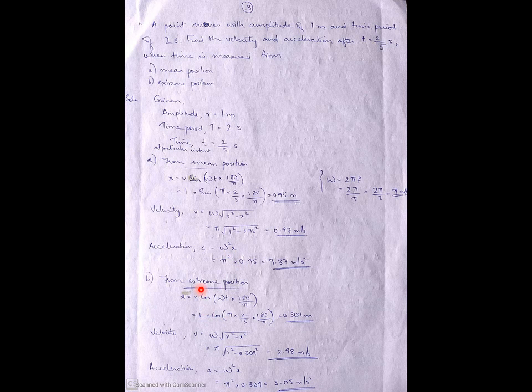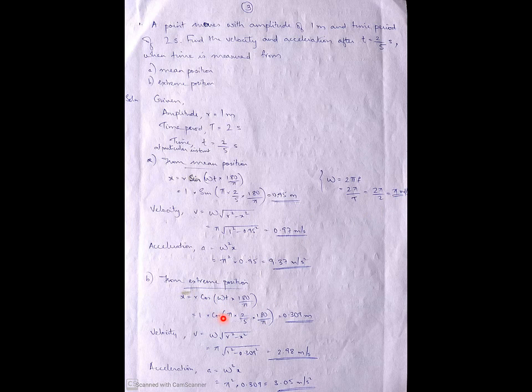Similarly, if it is extreme position, what is the equation for x? x equal to r cos omega t into 180 by pi. It is a cos term. So the terms will be same itself. Values will be same. Omega is equal to pi radians itself.